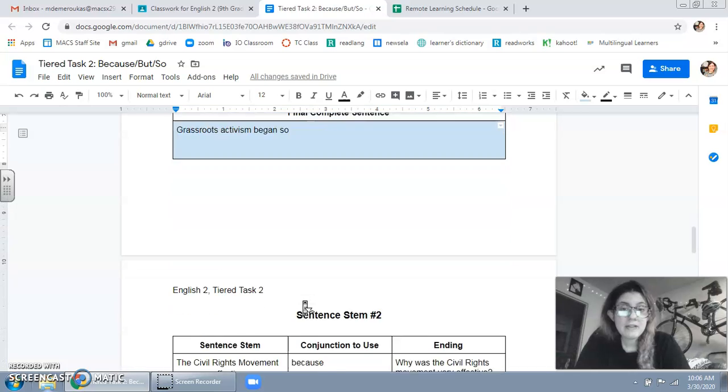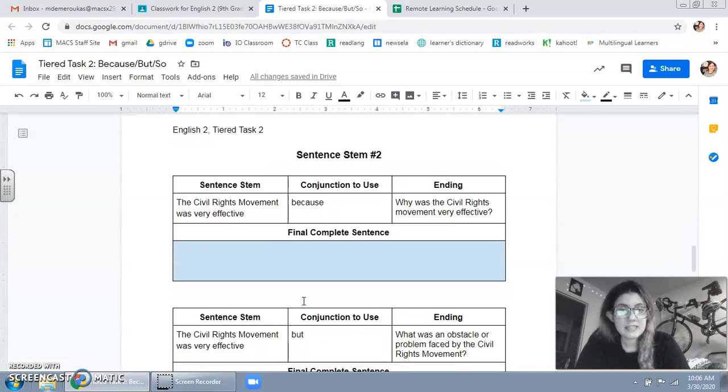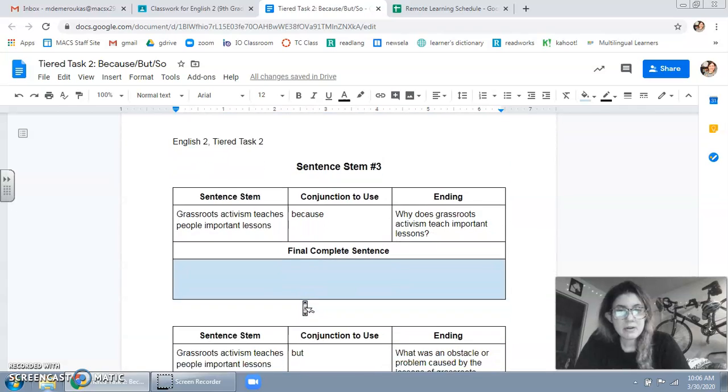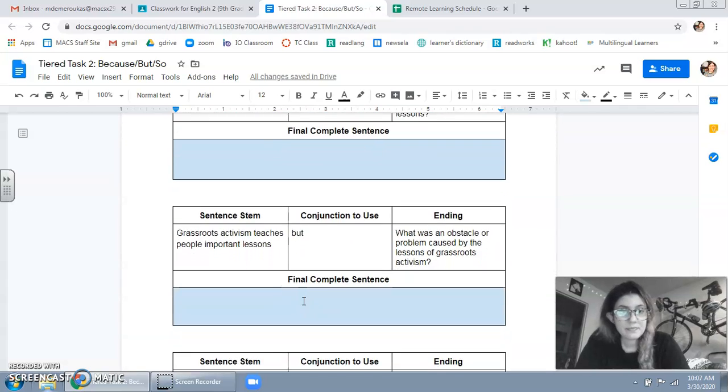Okay? So you have 3 different sentence stems. Here's sentence stem number 2, and here's sentence stem number 3. Okay?